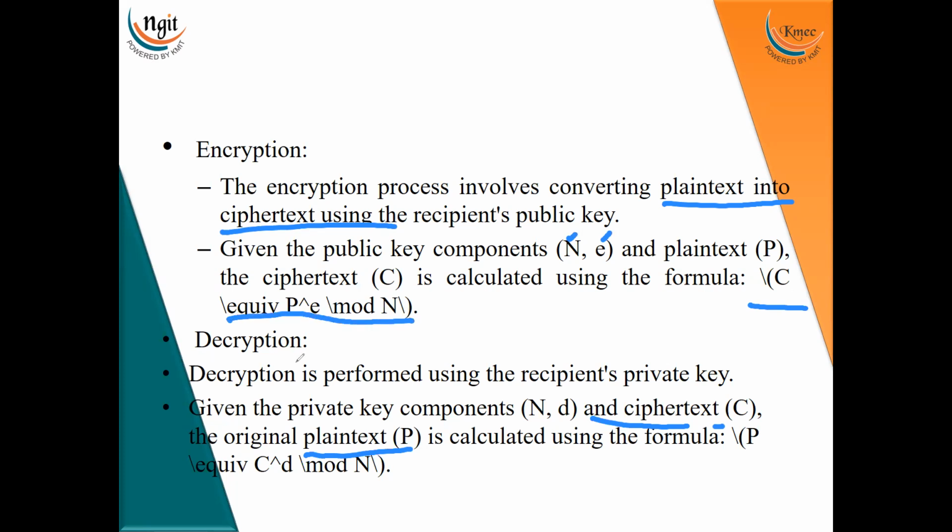And what is the theme of decryption? Decryption is performed by using the recipient's private key. In the private key components, we have the modulus as well as the exponent D. These are the two variables. In decryption, we convert the ciphertext into plain text using the formula P equals C power D mod N.